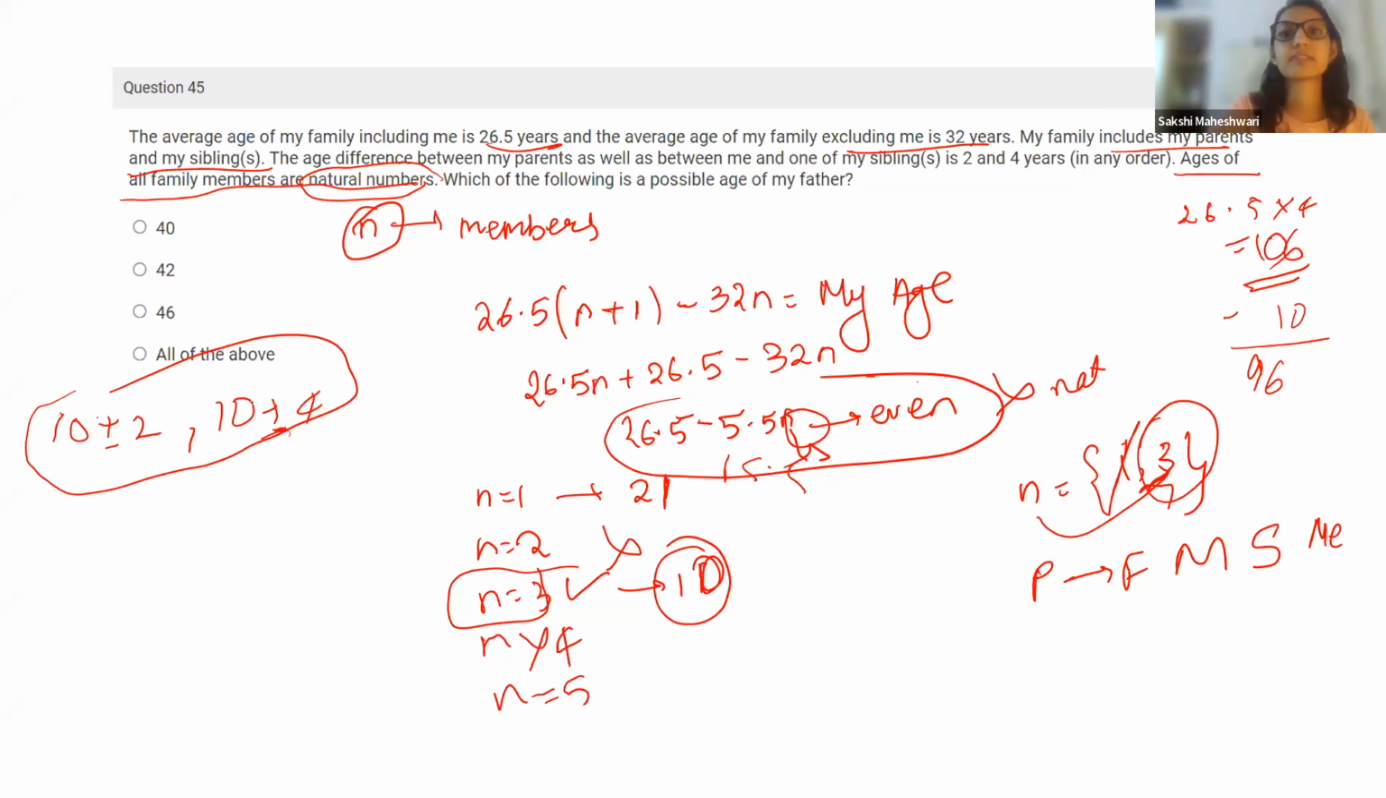Cases samjhane. See, cases as in, the difference we don't know if it will be 2 years or 4 years, and it would be elder or younger. So that's why if my age is 10, then my sibling's age could be 10 plus 2 or 10 minus 2 or 10 plus 4 or 10 minus 4. Okay. Getting it? Yes. So that's why I'll need to form all the cases to identify.